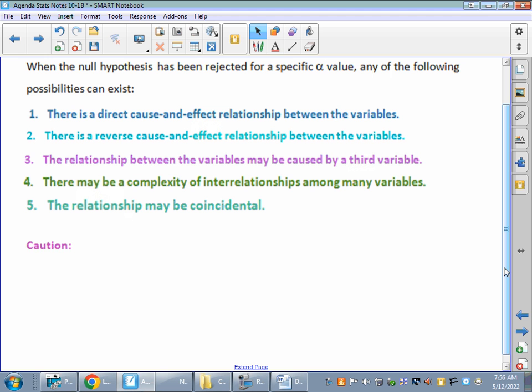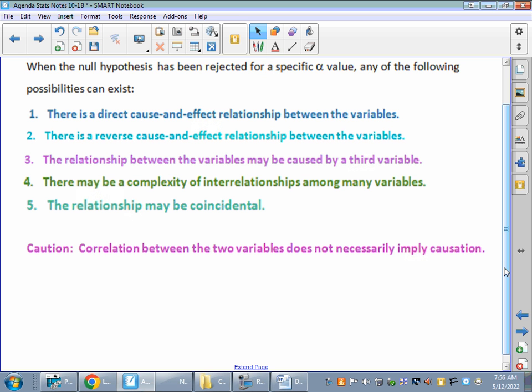Here's the caution. I want to make sure that I mention this. This is the important part. Correlation between two variables does not necessarily imply causation, so it might not be a cause and effect. If you do this, then that happens. It might not be that. So we don't want to just say, oh, we said that there's a relationship, that means that this causes this. There's a lot of other things that could be in play here, including other variables, coincidence, whatever it might be. So we just say a correlation, it's technical statistical talk. We cannot necessarily say it's causation. More study would need to be done.